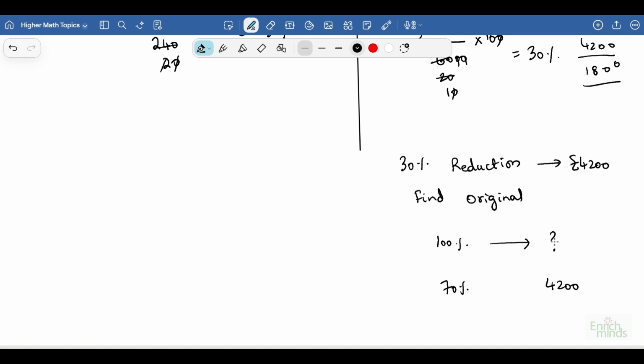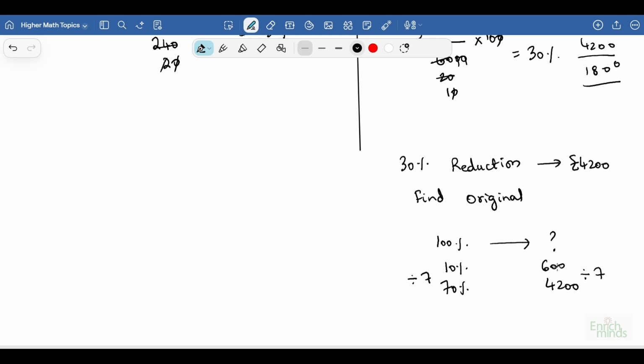It's easy for us to deal with it in this way. So 100% we have to figure out, 70% is given to you. Now how to go from 70 to 100? Well, we can do it in an easier way. Maybe we can find out 10%. You go from 70 to 10 by dividing it by 7. You do the same thing here as well. So 4,200 divided by 7 gives you 600. 600 pounds is 10%.